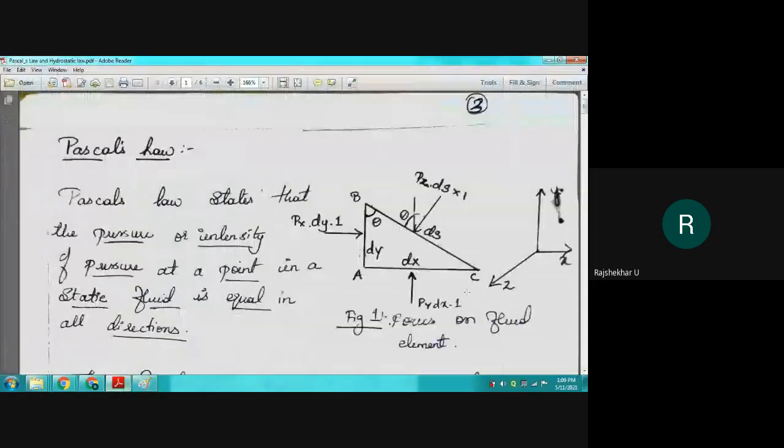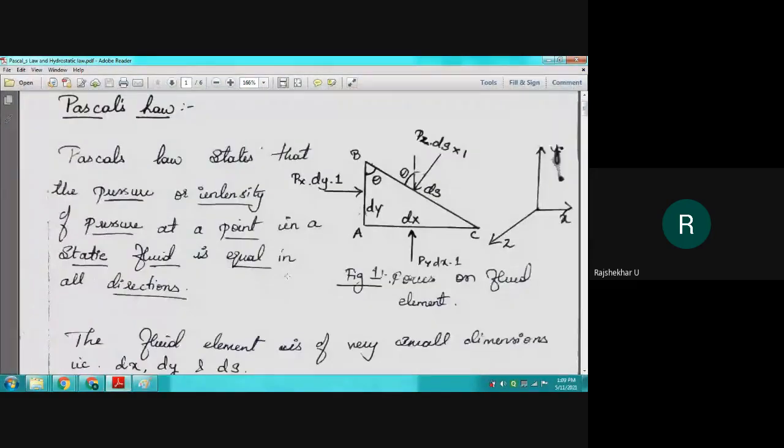Okay, so these are the things. See here, this is force, actually force acting in x direction. We have written it in terms of pressure: px is the pressure acting in x direction into area. The area of this face is dy into the side which is perpendicular, which we cannot see, so we are taking it as 1 meter.